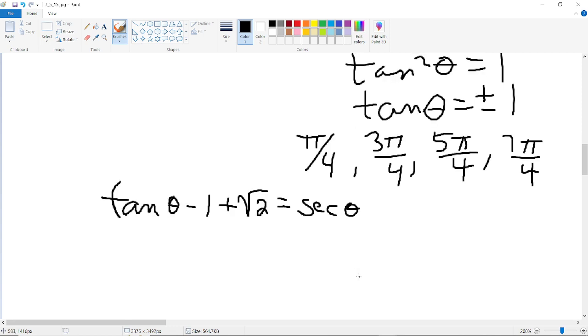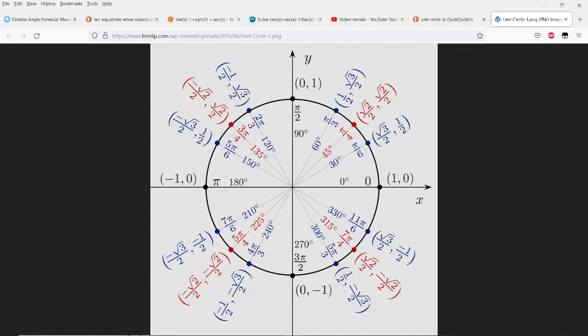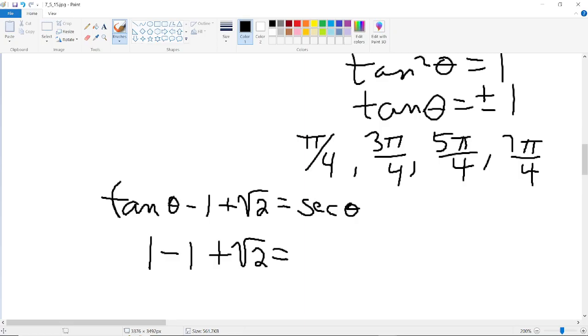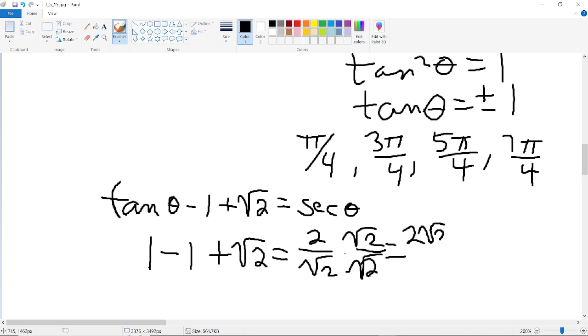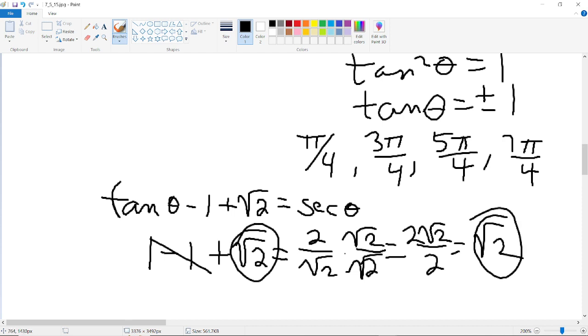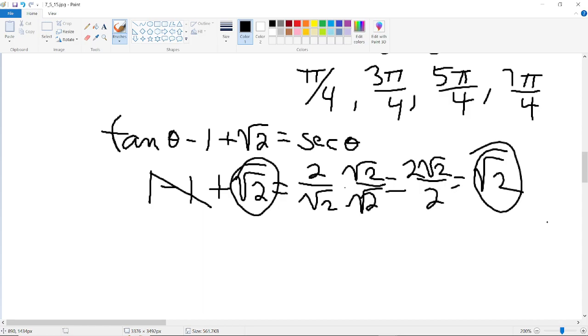all right, so pi over 4. Tangent of pi over 4 is 1 minus 1 plus square root of 2 equals secant of pi over 4. Cosine of pi over 4 is square root of 2 over 2, but flipped, so 2 over square root of 2. And if you multiply that by square root of 2 over square root of 2, you get 2 square root of 2 over 2 equals square root of 2. So 1 minus 1 is 0. Square root of 2 equals square root of 2. Pi over 4 works.